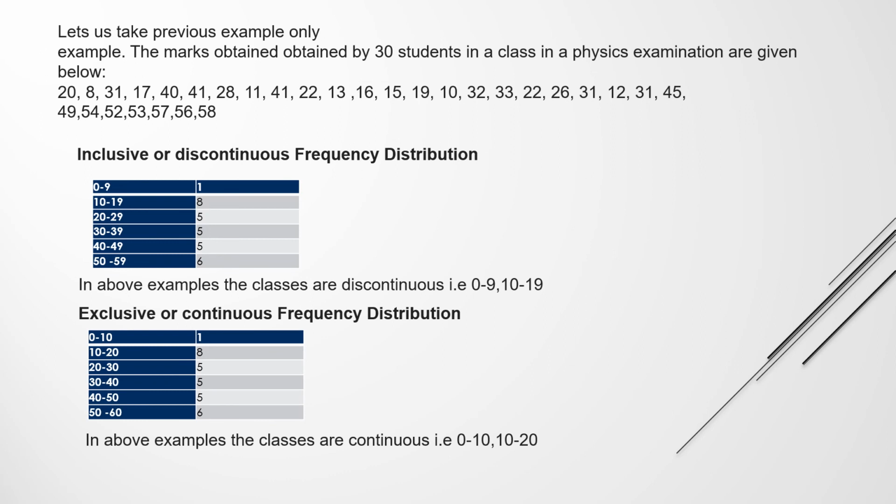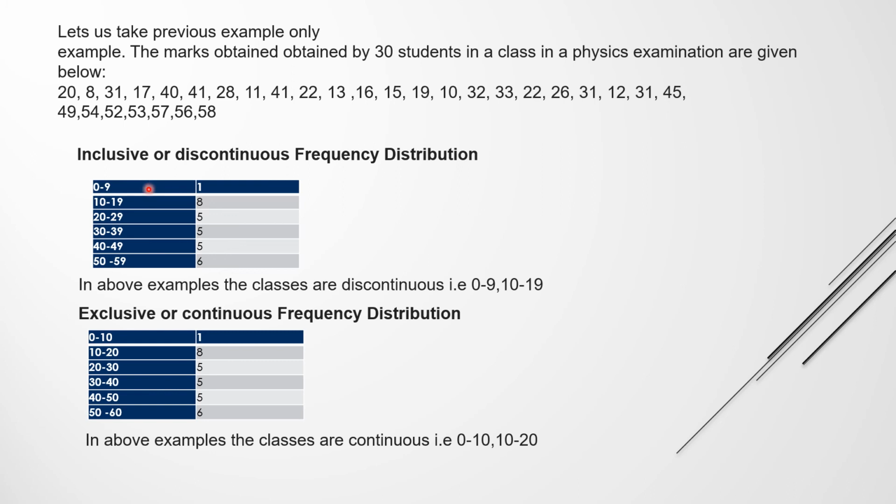So just see the same example we have taken for the 30 students in a class in a physics examination. That data is recorded here. Now, when we are making the inclusive or discontinuous frequency table, just have a look at the classes. How I am taking it: 0 to 9, 10 to 19, 20 to 29, 30 to 39. So just check out here. Lower limit is 0, upper is 9. In the next, lower is 10, upper is 19. So there is a discontinuation there. There is a gap of one number. So this is inclusive frequency distribution.